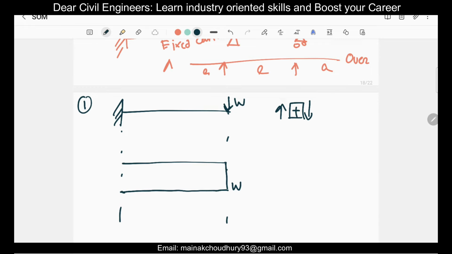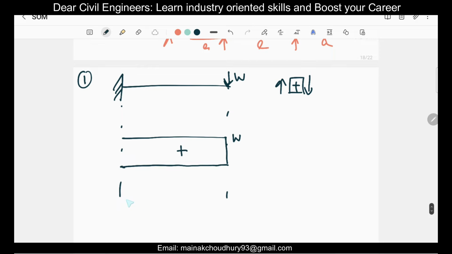Okay, so I had drawn the W on the wrong side. W will be up, so this is positive. I'll just erase this W and give a W here. So W is positive and there is no other force, so the shear force won't change. Now it's time for the bending moment.